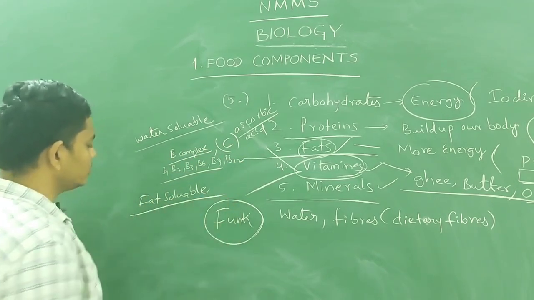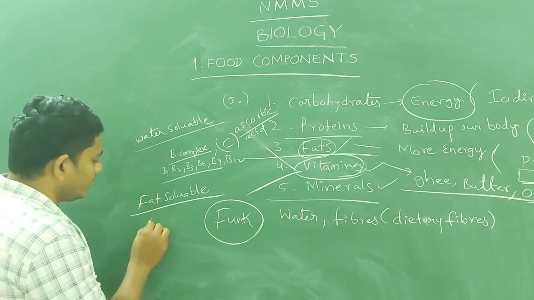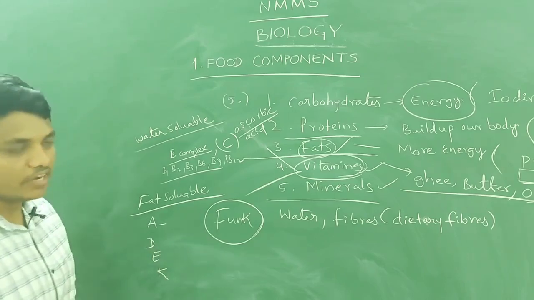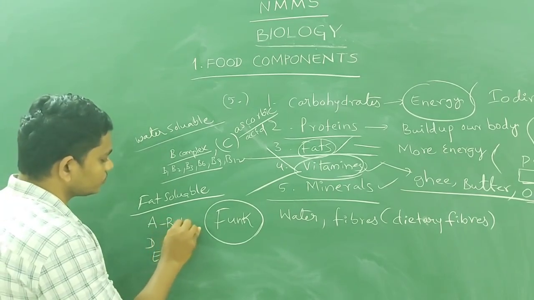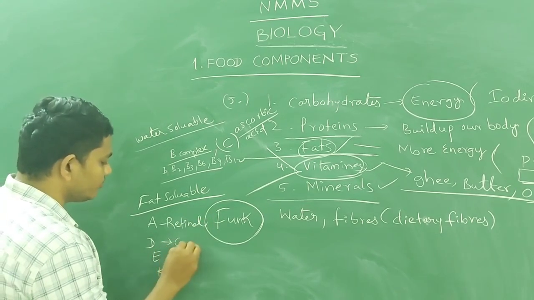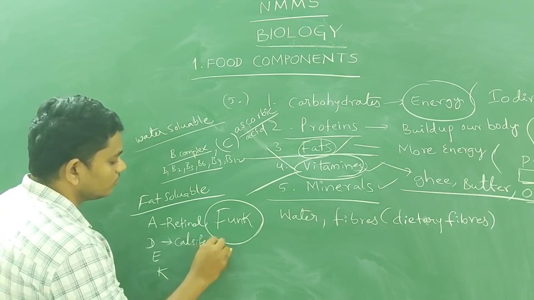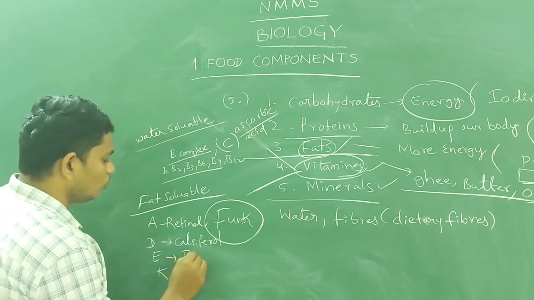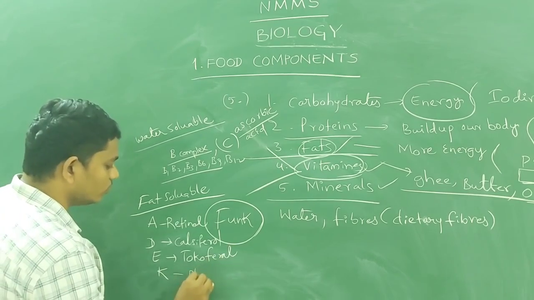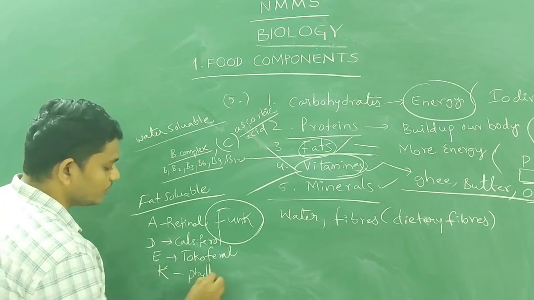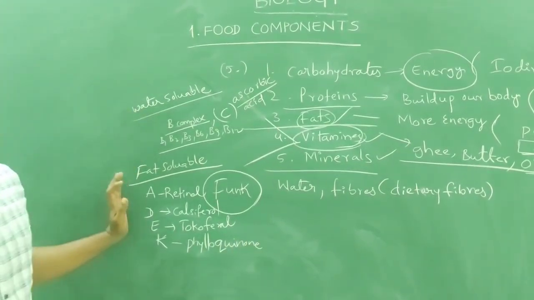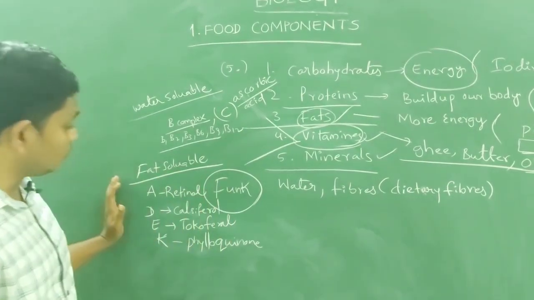Here fat soluble vitamins. Fat soluble vitamins are A, D, E, K. A vitamin scientific name is retinol. D vitamin scientific name is calciferol. E vitamin is tocopherol, and K vitamin scientific name is phylloquinone. So these are fat soluble vitamins.